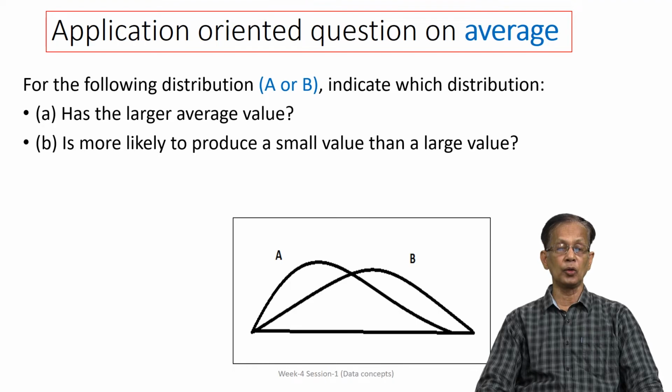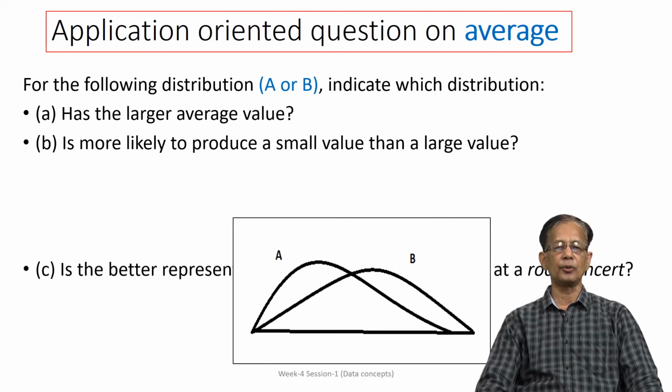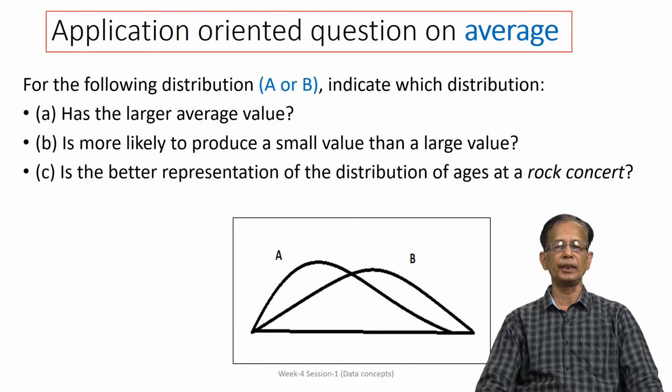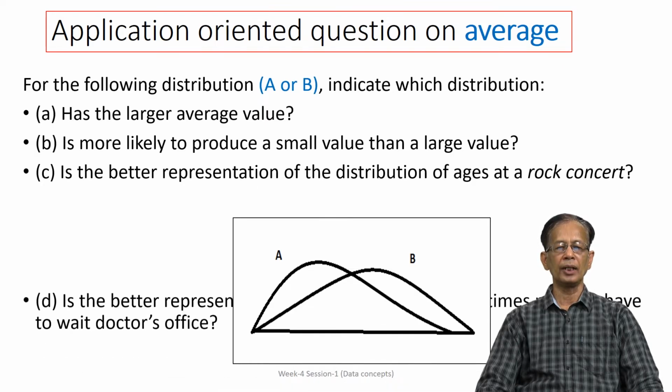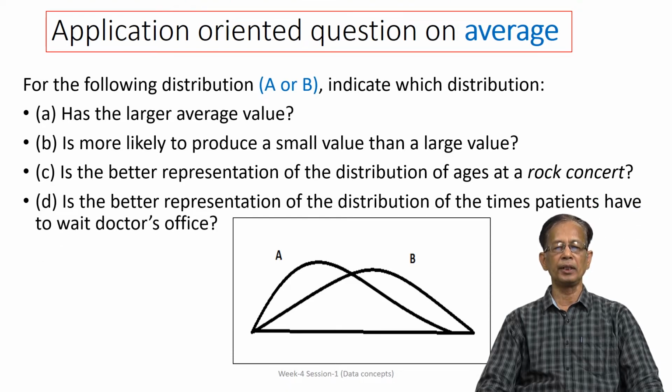If this is about a rock concert attendees' ages, which is a better representation of the distribution of ages at such a concert? If you agree with me that it is mostly attended by the youth, the lower side would be better distributed, and A would be the answer. Now the last question on this exhibit: which is a better representation if you are talking of patients' waiting time, those waiting at a doctor's office? Try to answer yourself, I am not answering.